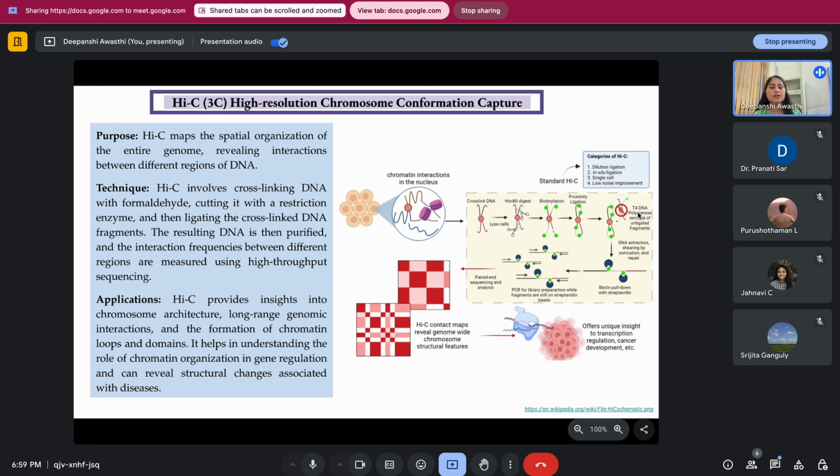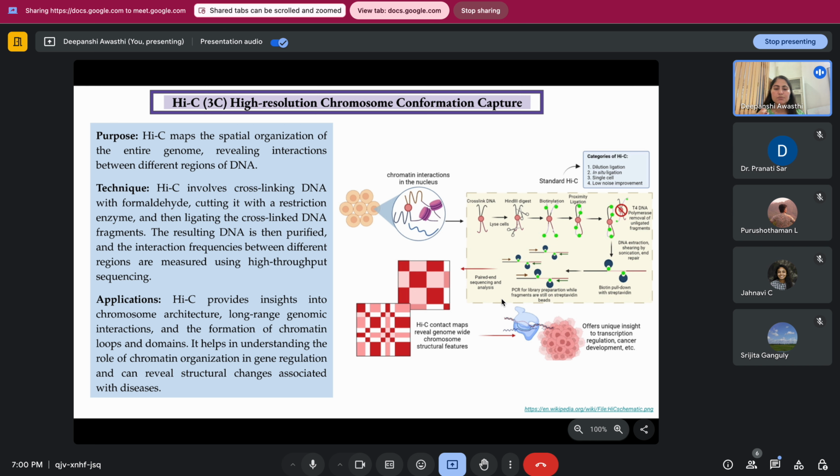In the cases where they are not able to ligate to one another, because those DNAs are far away, they will not cross-link. So we will remove them with the help of T4 DNA polymerase. They will remove those unligated fragments. After the ligated fragments are obtained, we will extract them and go for sonication and repair, where we convert them from cross-linked form into straight single-stranded DNA fragments. Biotin will be pulled down with the help of streptavidin and other proteins. They will remove the biotin from these fragments, and ultimately we will go for paired-end sequencing.